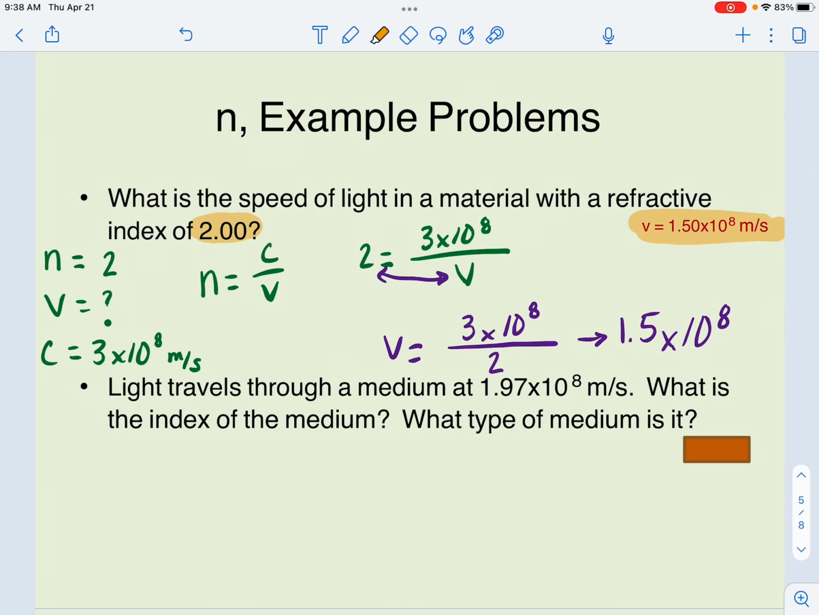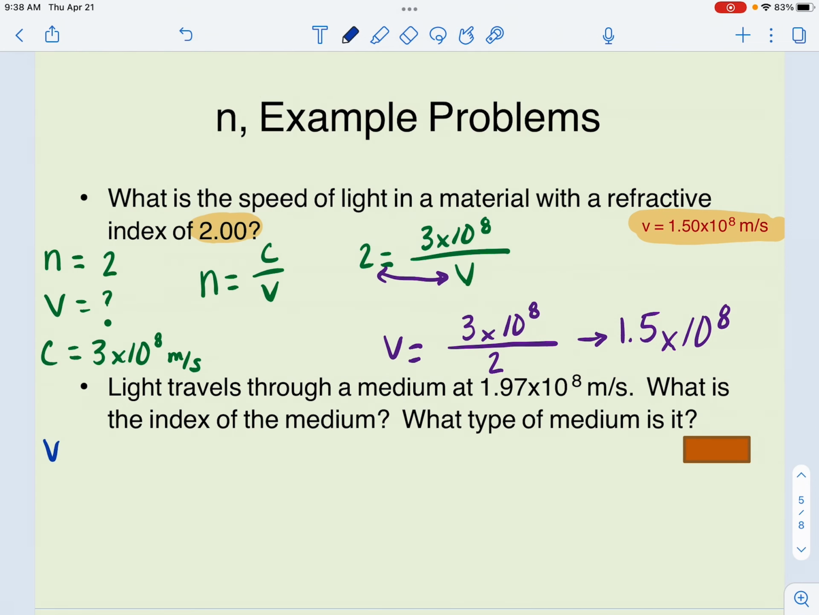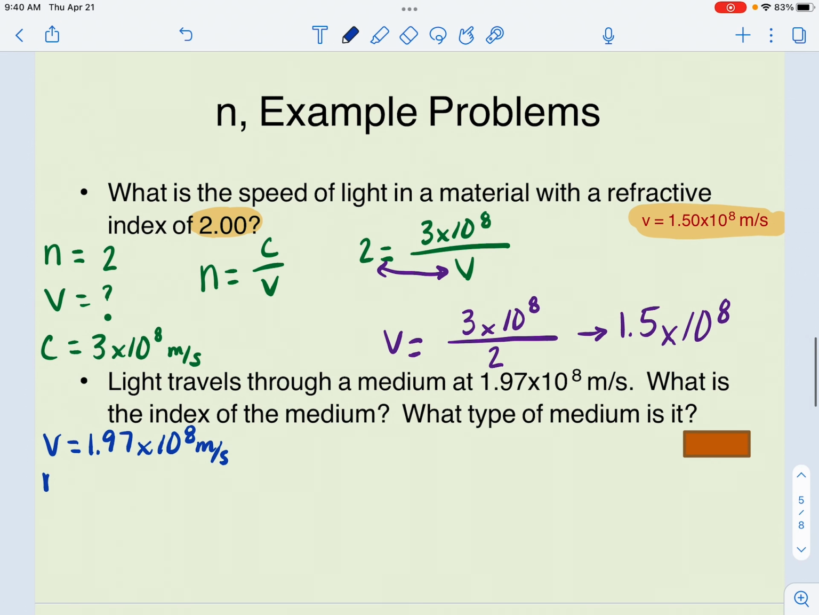Our second question says that we have light that travels through a medium at 1.97 times 10 to the 8th meters per second. What is the index of the medium, and what type of medium is this? So in this question, they've given me the velocity of 1.97 times 10 to the 8th meters per second. And they are asking me for the n value. What is the index? So my equation, once again, is n equals c over v.